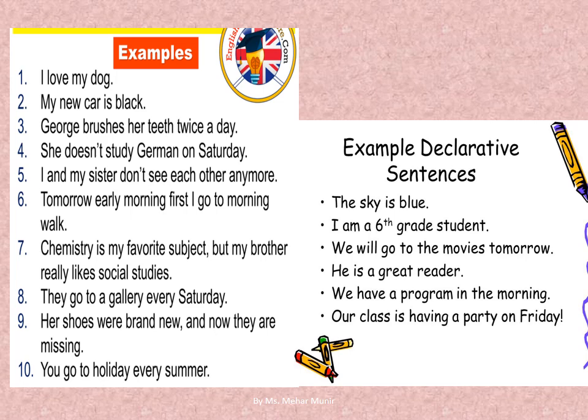Sentence number 10. You go to holiday every summer. Again, there is no helping verb. This is in the simple present tense. We will use the helping verb of simple present tense, which is do, and we will ask in this manner: do you go to holiday every summer?